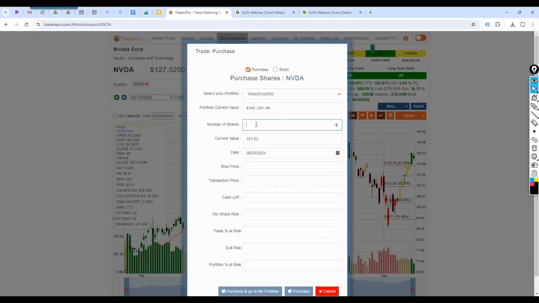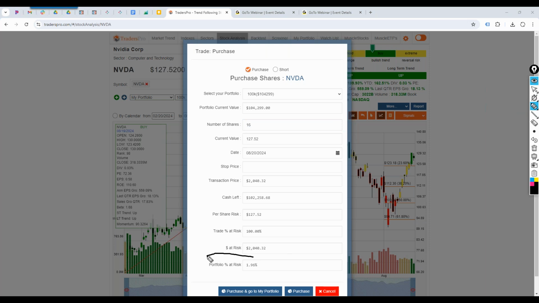I find what my risk is. I need to know how many shares I can buy to be inside of my acceptable portfolio at risk. 10 shares on a $100,000 account would put me at 1.22%. So if I went up to 18 shares, let's go to 16 shares, that's right around 2%.